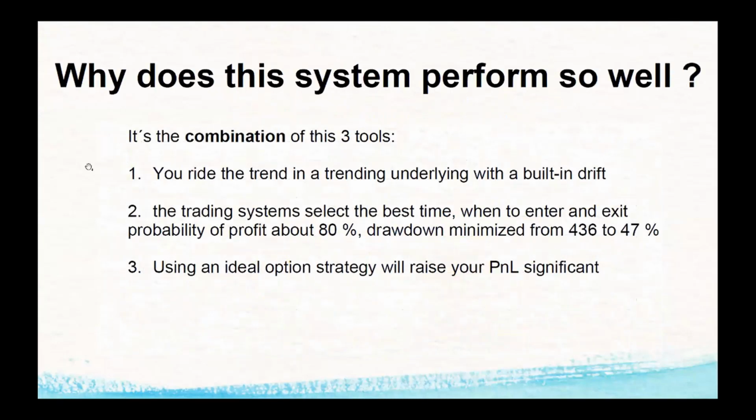So why does this system perform so well? It's a combination of these three tools. You ride the trend in a trending underlying with a built-in drift. The trading system selects the best time to enter and exit. Probability of profit is about 80%. Drawdown is minimized from 436% to 47%. And using an ideal option strategy will raise your P&L significantly.